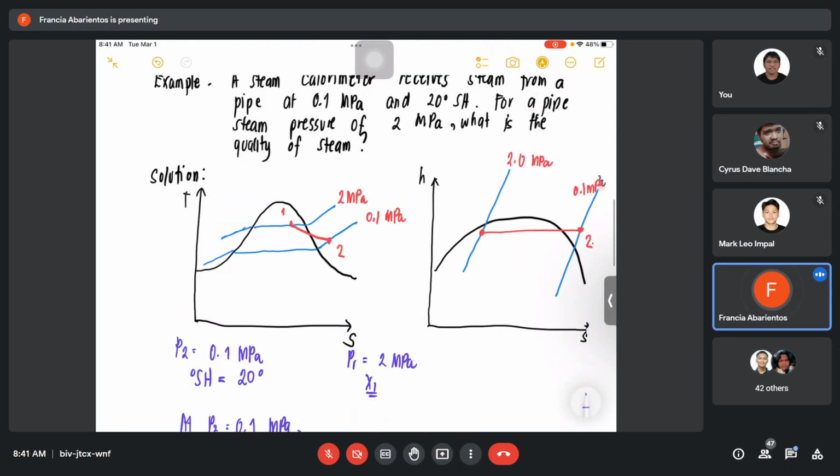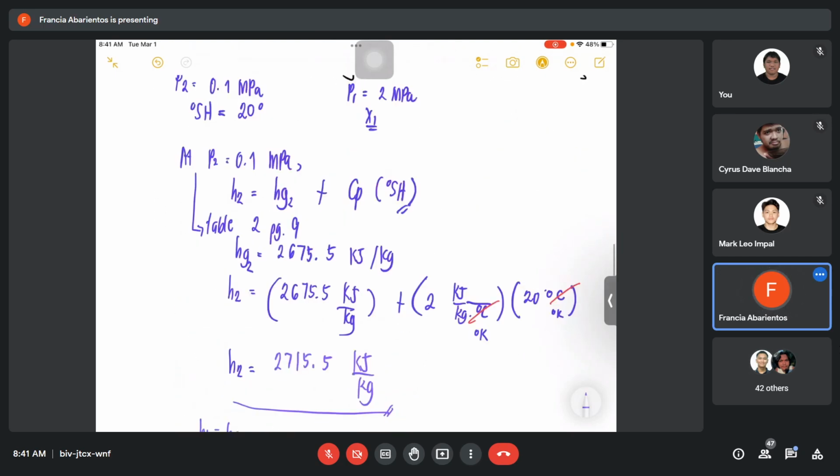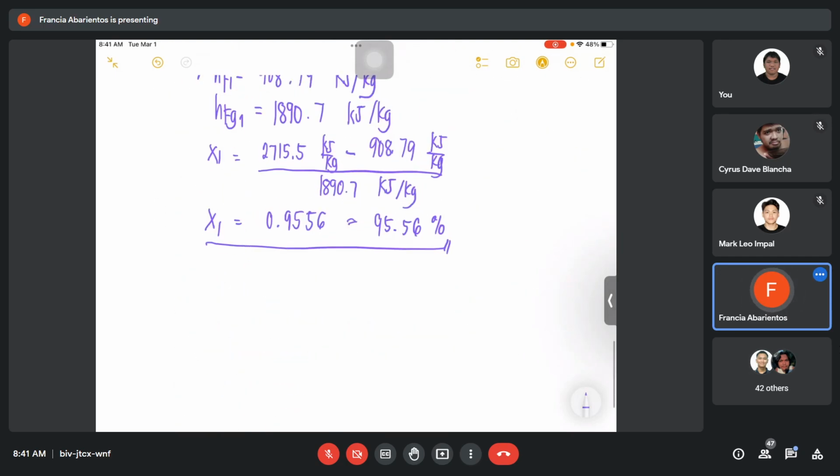Okay, what is the quality of steam? So we have now the answer. The quality at point 1 is 95.56%. Okay?